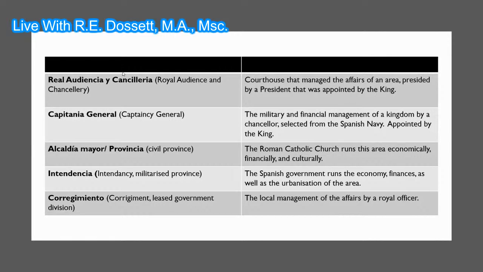A Cancilleria is a chancellery. So it was a royal court and a chancellery. Okay? And you have several of them. Now, in the case of Guatemala, you had one Real Audiencia y Cancilleria, and that was also the place where the captain general was and governed the whole place. In some places, there was no audiencia, and the captain general just had to have his own office. All right? So that's how they divided the area.